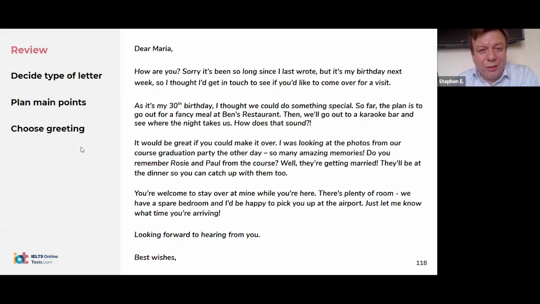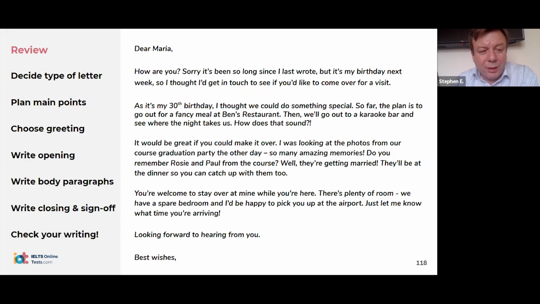And then choose the correct greeting. Write your opening. So the purpose of the letter. Body paragraphs, and then write the closing and sign off. Make sure you check for errors once you've finished.